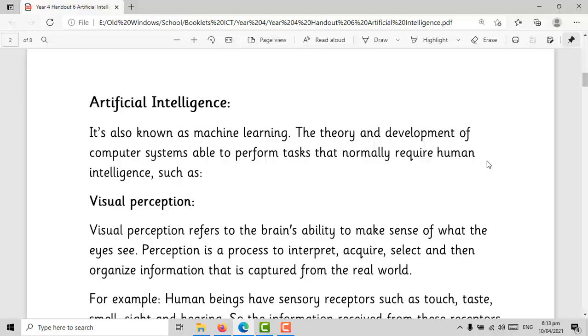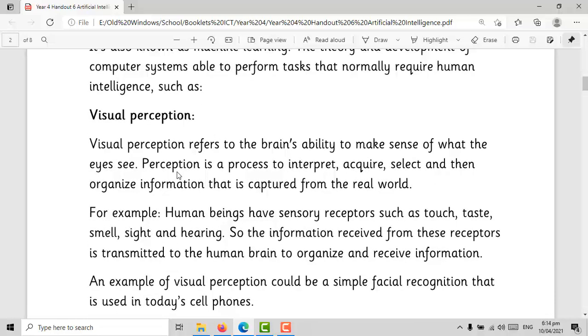In the last lesson we defined what is artificial intelligence, and we said that it's the theory and development of computer systems that are able to perform tasks that normally require human intelligence. In other words, we're trying to make computers think just like a human being.